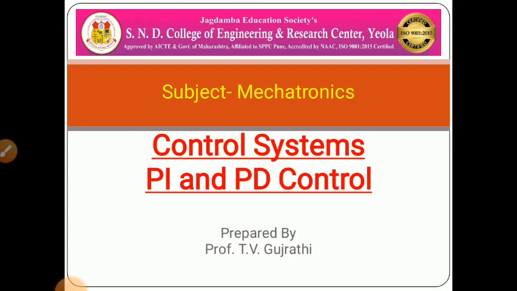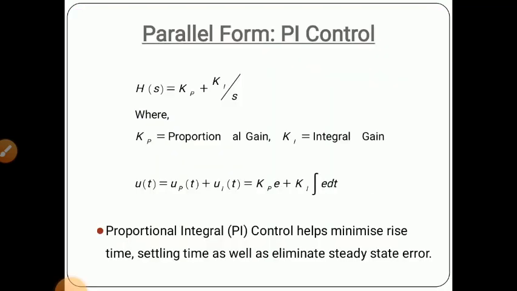Actually, to take advantage of the merits of each of these modes and at the same time eliminate the drawbacks to some extent, different modes of control can be combined. Such modes of control are called composite modes of control. So here we are watching PI and PD control modes. Here this is the parallel form of PI control. PI means proportional integral control.